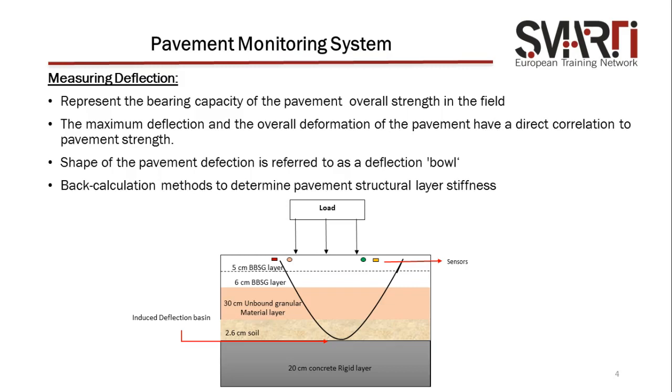For that we have different sensors which can measure the vertical displacement within these layers. This deflection is important because it will ultimately give us the modulus of the pavement layers, which will tell us how the pavement has deformed or changed over periods of time and at different temperatures.